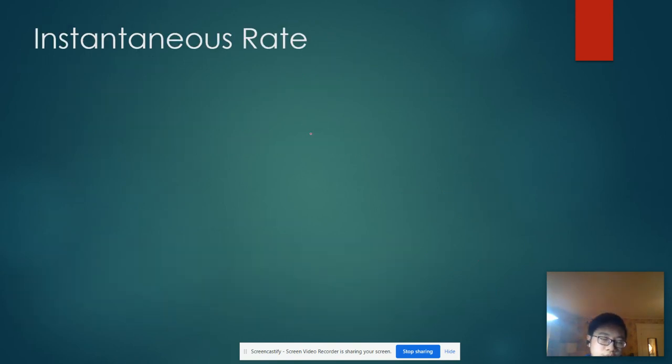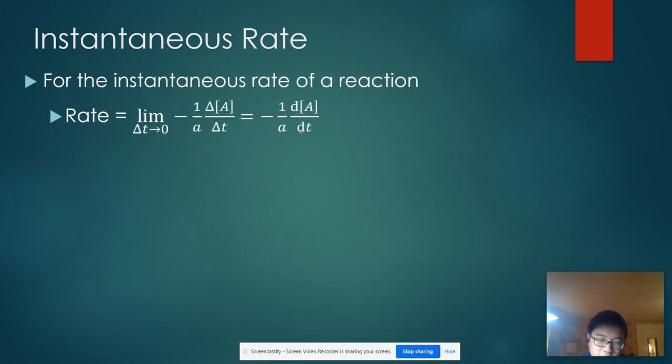Okay, so previously we talked about average rate, and now we need to talk about instantaneous rate. Because most of the time we know that the rate of reaction is not constant. It will change with the concentration of the reactants. So what we do here is we make delta t approach 0, to make delta t pretty small. We can't make delta t equal 0, because we know the denominator cannot be 0. But we can make it approach 0.